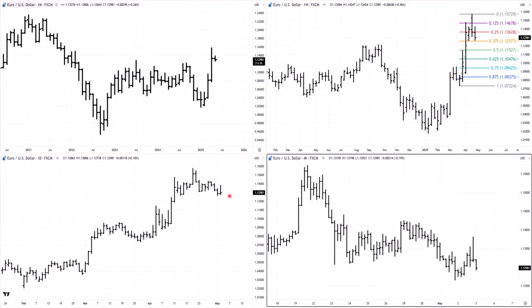And then if the next move is smaller than this one, so this is move 1, move 2 is smaller. If move 3 is smaller than move 2, that's 2 consecutive contracting downswings. Again, I've seen that work on any time frame just about. It's a very, very strong indicator.